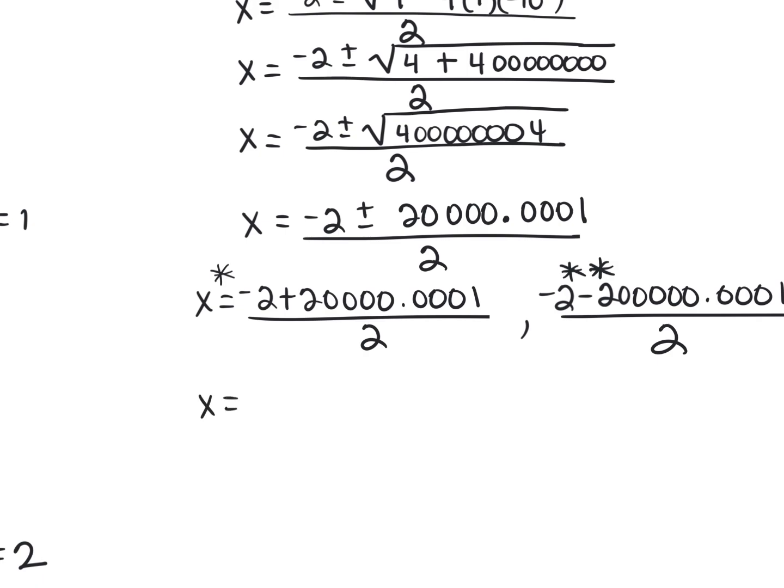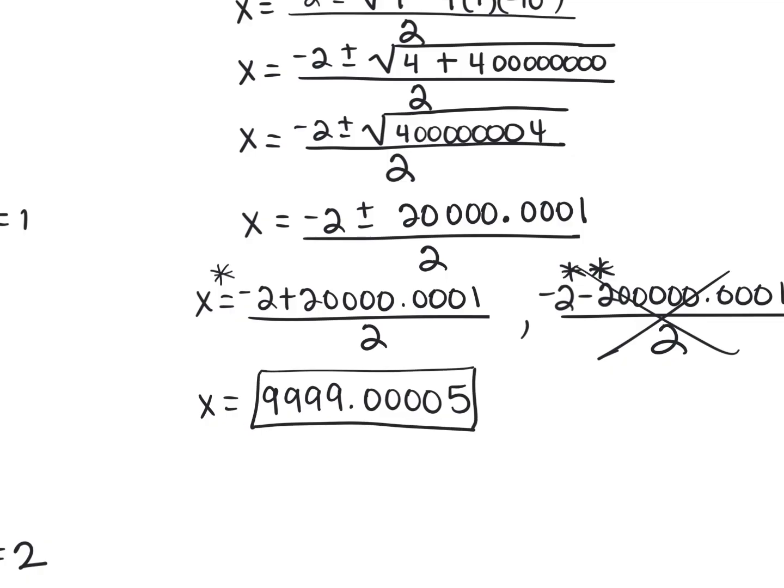And that's going to give us x is equal to 9,999.00005. And I don't have to do that one because I can't have a negative answer. This would be my one and only answer. If you put both answers, it's going to count it wrong.